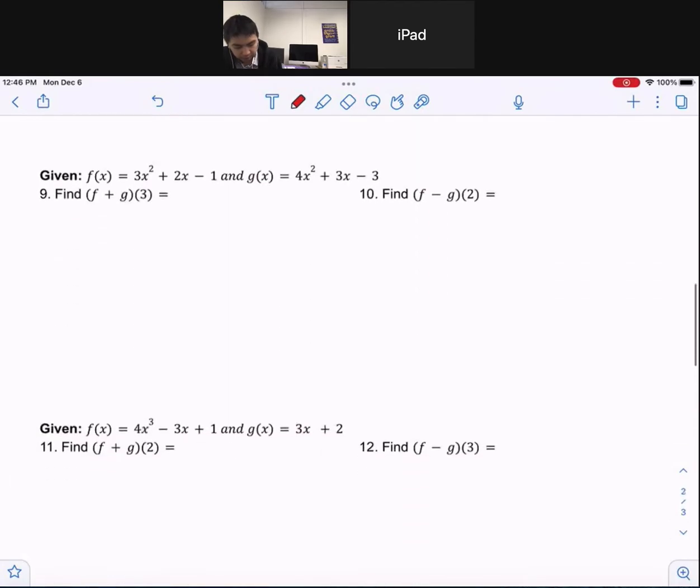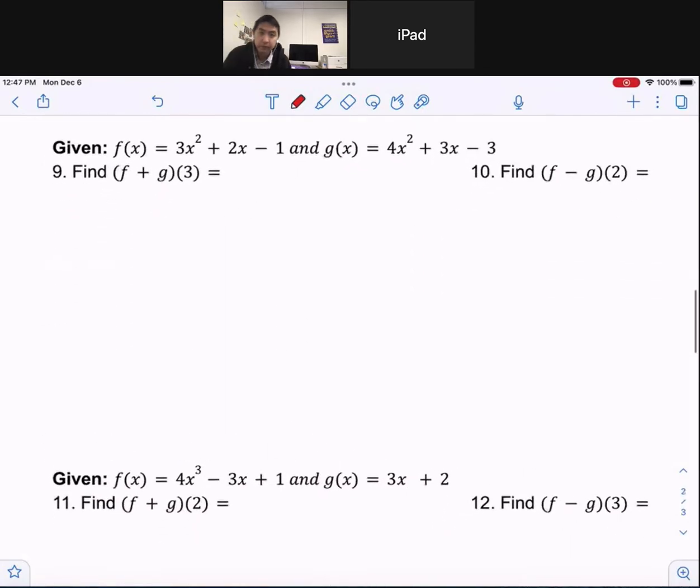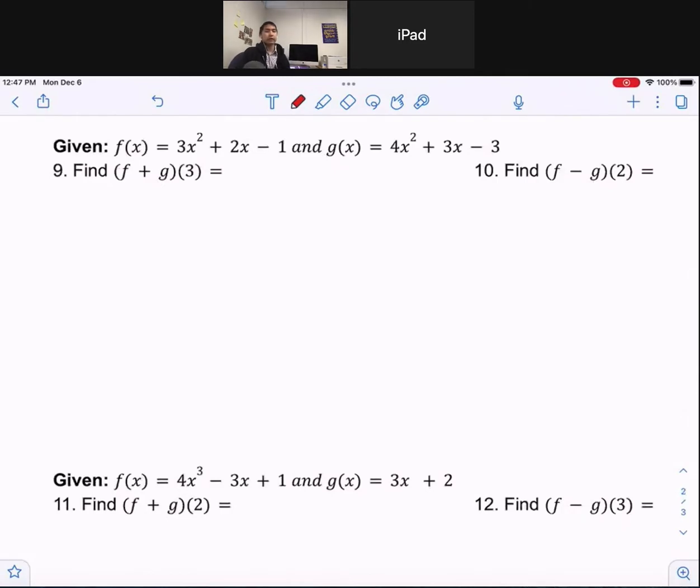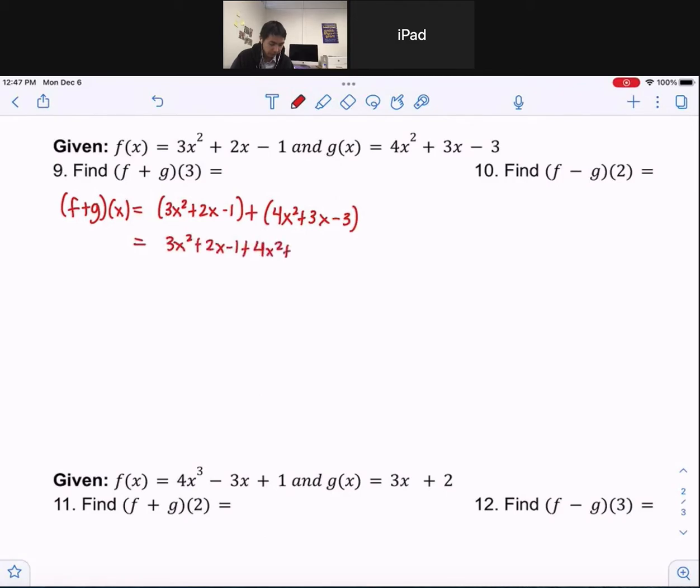Okay, let's try 9 and 10. So for 9 and 10, we have f plus g of 3. But in order to calculate that, we need our f plus g of x function first. So it's the f function, which is 3x squared plus 2x minus 1, plus our g function, which is 4x squared plus 3x minus 3. So we can drop the parentheses because it's addition, and then we can combine like terms.